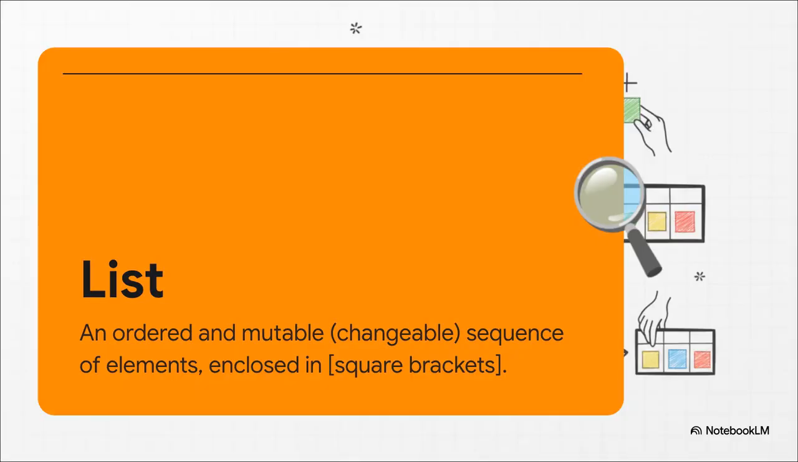So, what is a list, really? It's actually very simple. A list is just a collection of items, they have a specific order, and the best part is you can change it even after you've made it. And always remember its symbol, the square brackets. Anything you put inside these becomes a list.